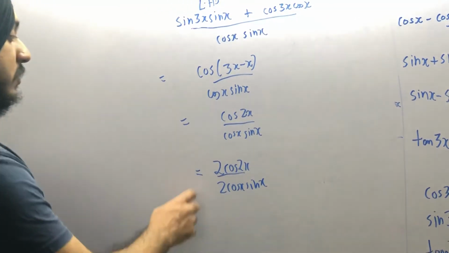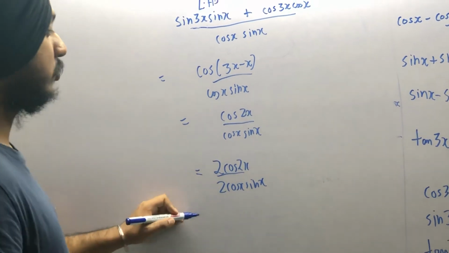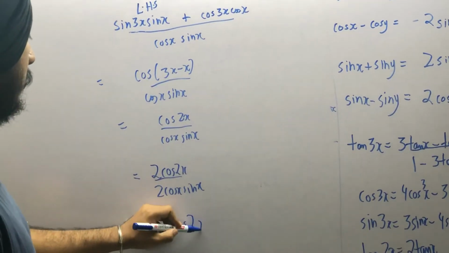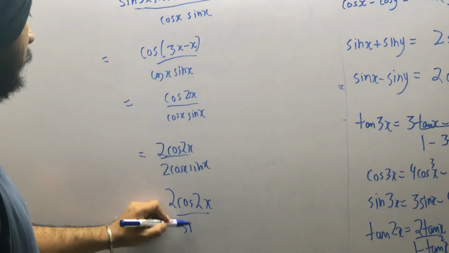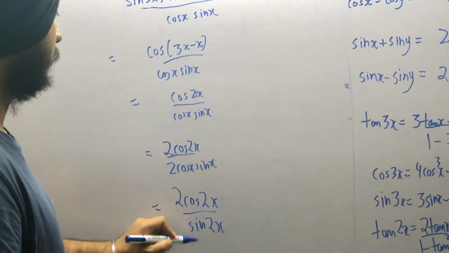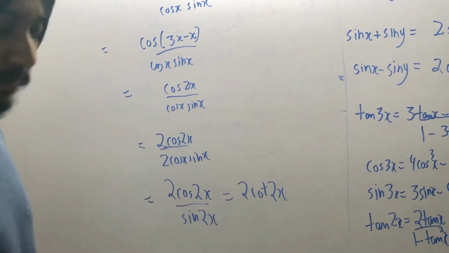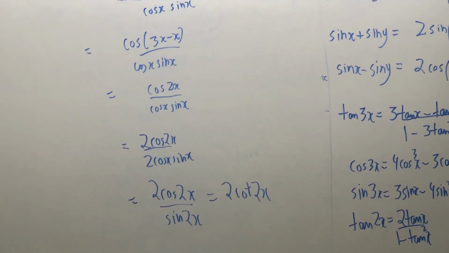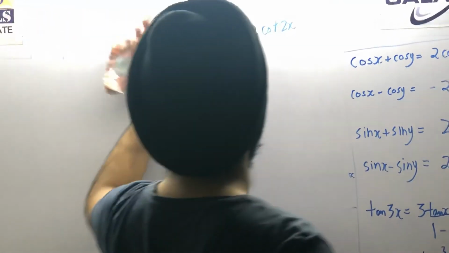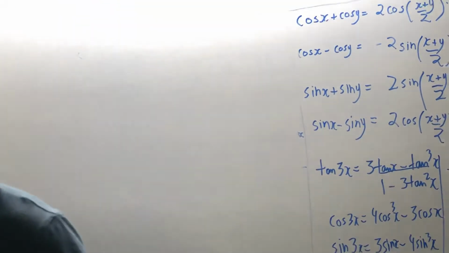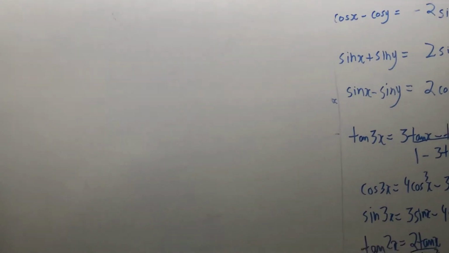Now see carefully, 2 cos x sin x or 2 sin x cos x, that is sin 2x. So 2 cos 2x upon sin 2x will be 2 cot 2x. This is the answer. So let's do the next question.